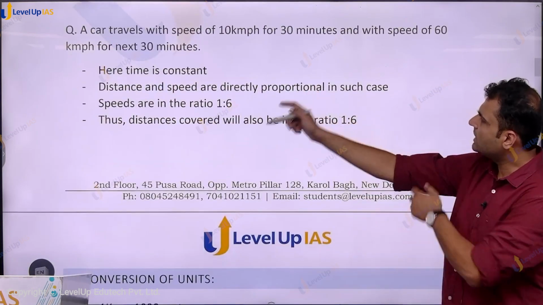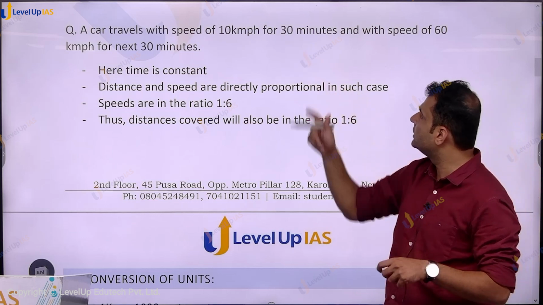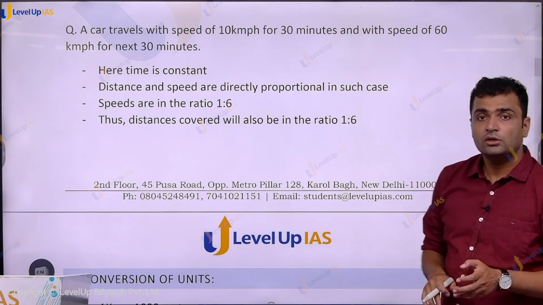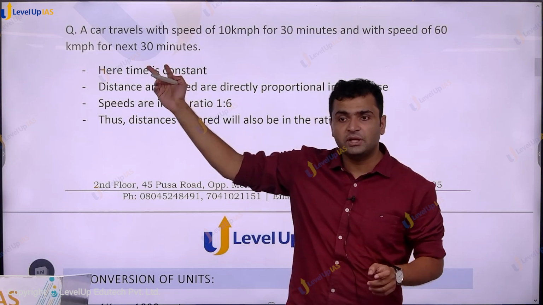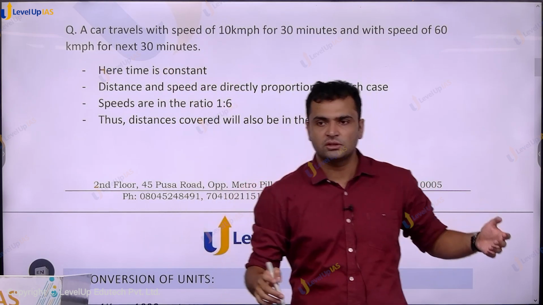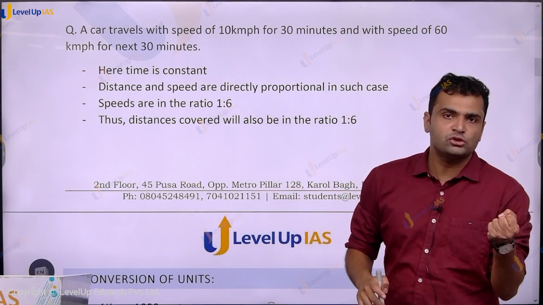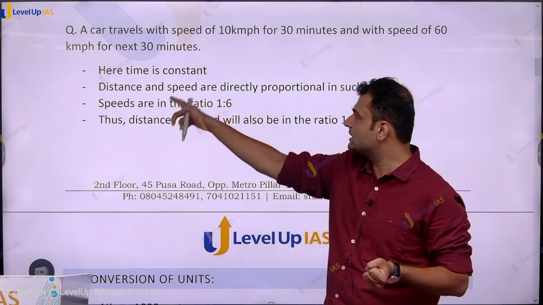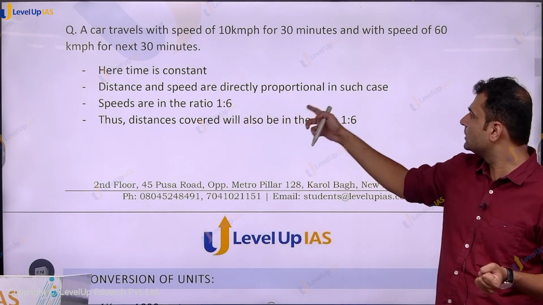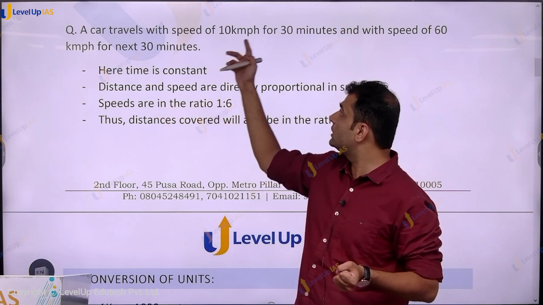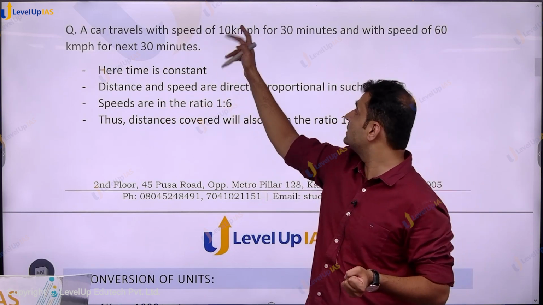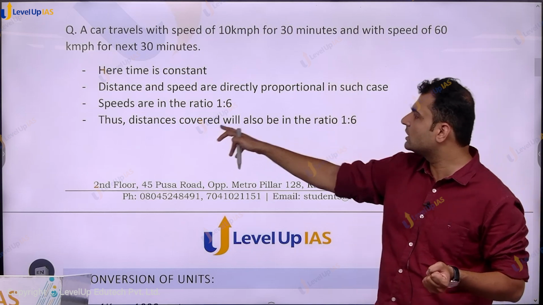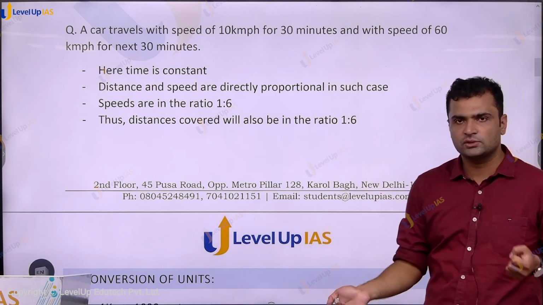Next, a car travels with the speed of 10 kilometers per hour for 30 minutes and with speed of 60 kilometers per hour for the next 30 minutes. So here what is constant? The time of travel is constant, 30 minutes and 30 minutes. When the time is constant, distance and speed are directly proportional. In such a case, speeds are in the ratio 10 is to 60, or 1 is to 6. So distance covered will also be in the ratio 1 is to 6.